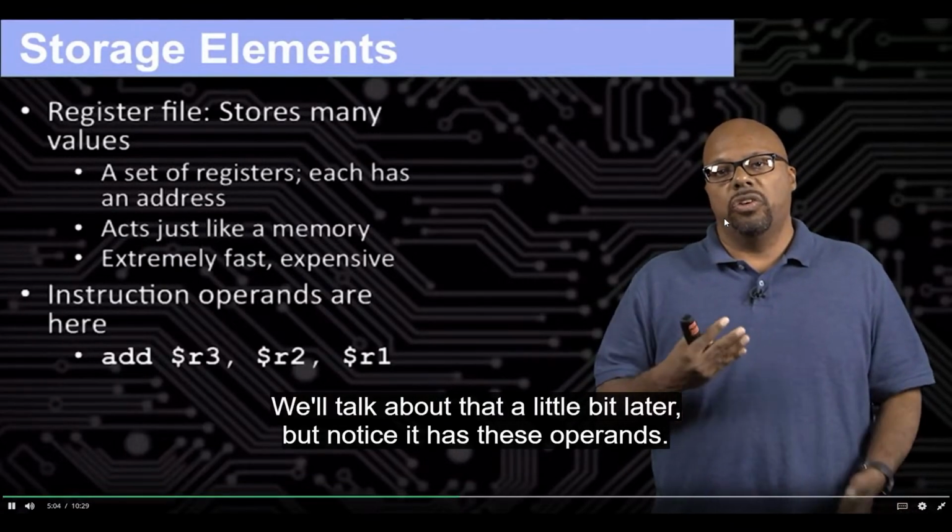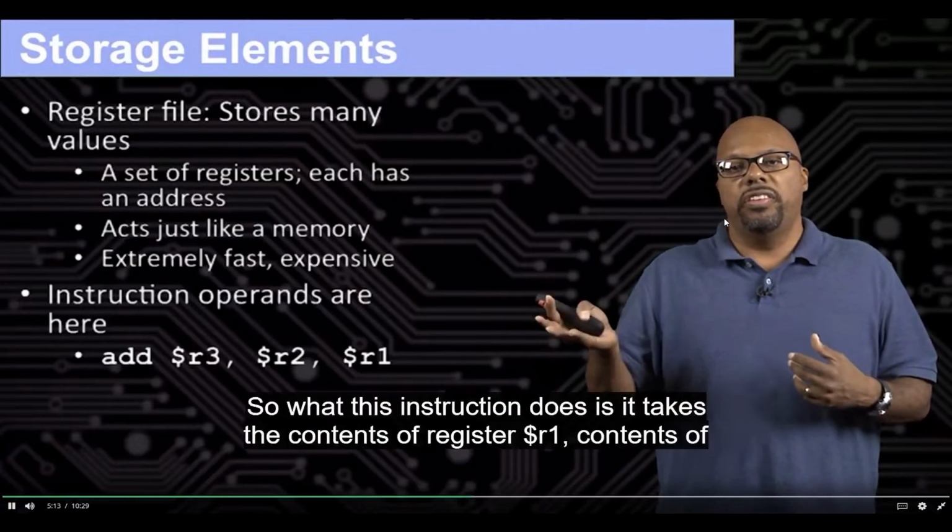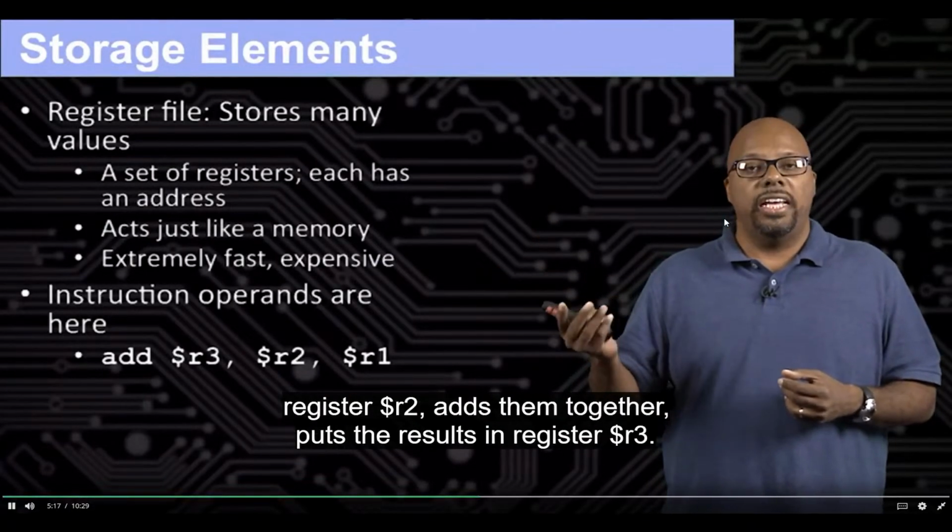But notice it has these operands. R3 is a destination register. That's the name of register R3. And R2 and R1 are the two source operands, the two things that want to get added together. So what this instruction does, it takes the contents of register R1, the contents of register R2, adds them together, and puts the result in register R3.